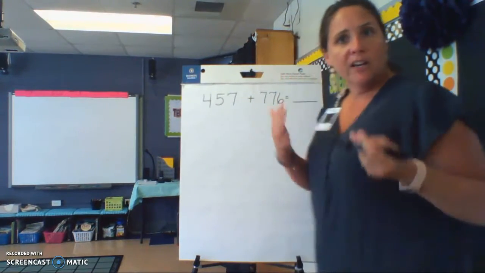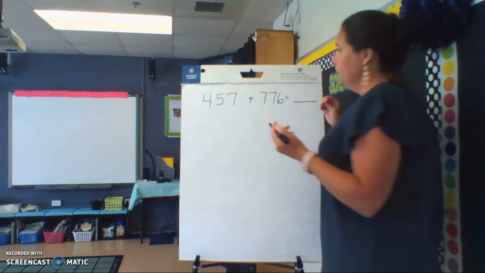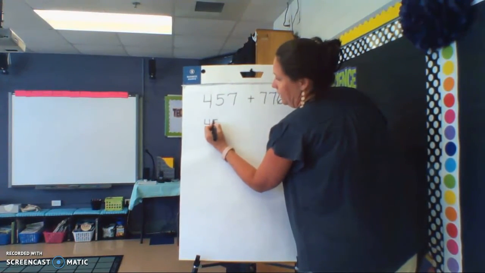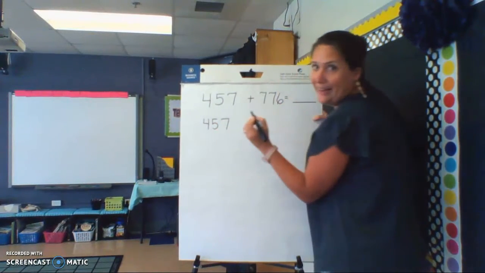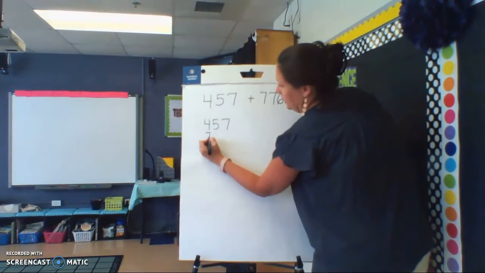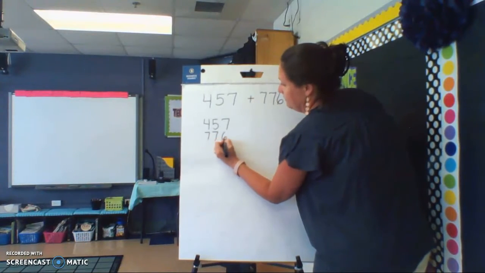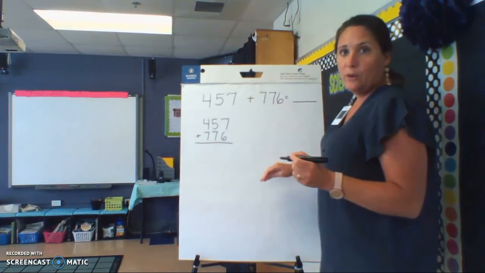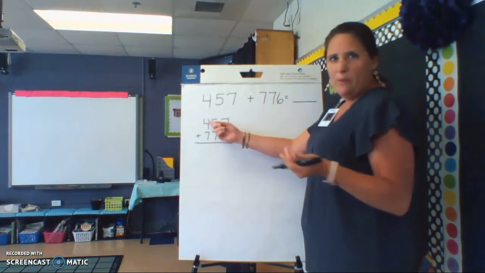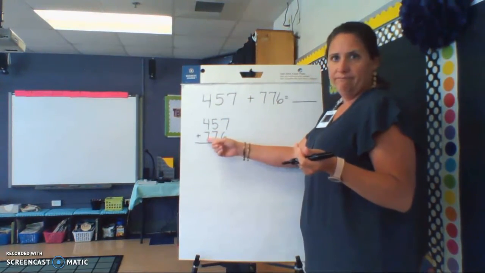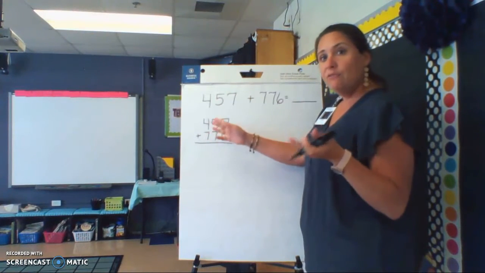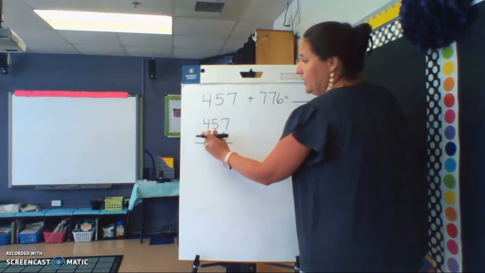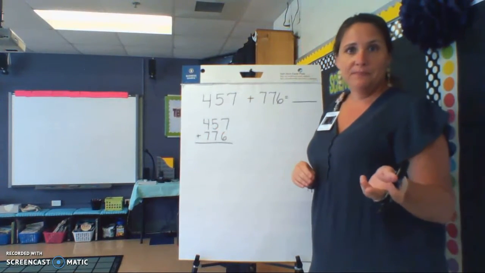All right, so let's first break it apart into the different places. So we are going to rewrite it up and down. You want to make sure that you line up your numbers. Remember, that is very, very important. And so the first thing I'm going to do is I'm going to add my hundreds. So am I really just adding 4 plus 7? No, that's really 400 plus 700. Okay, so what is 400 plus 700?